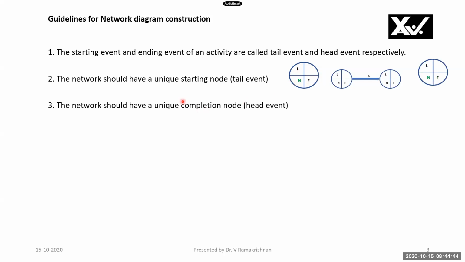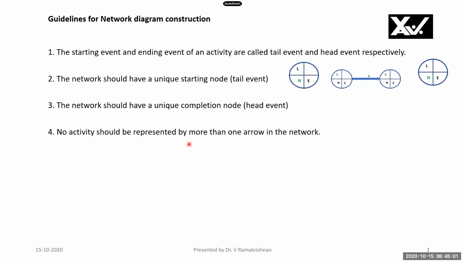It's called tail event. The network should have a unique completion node. As I showed the starting event, there should also be an ending node, that is the completion node called head event. Only one, it should be unique. There should not be two ending events for a network.